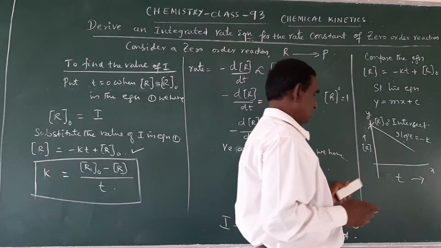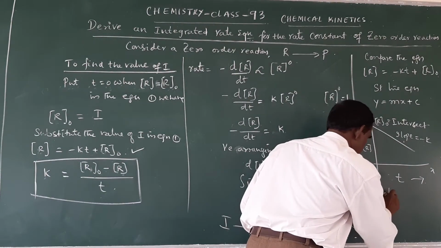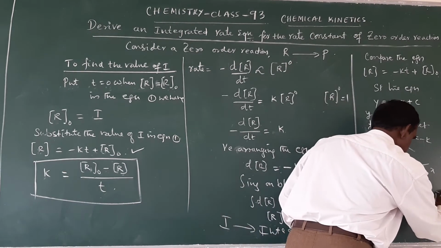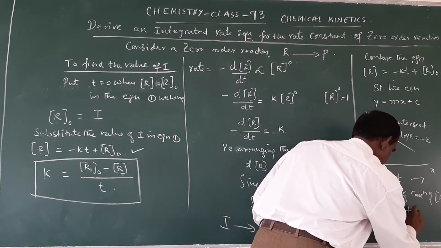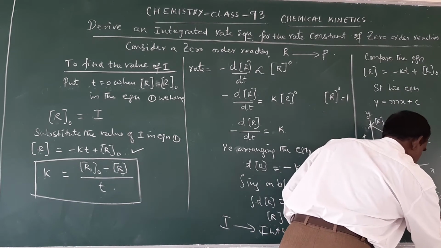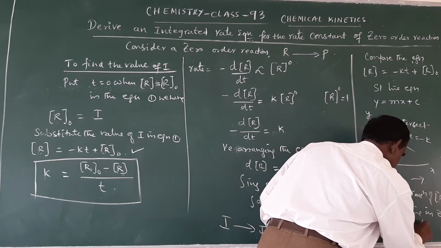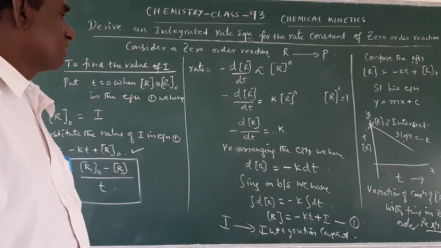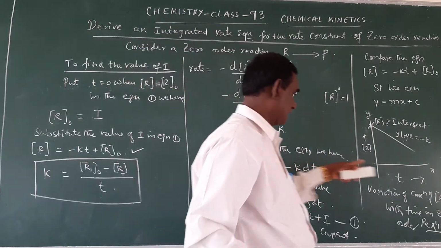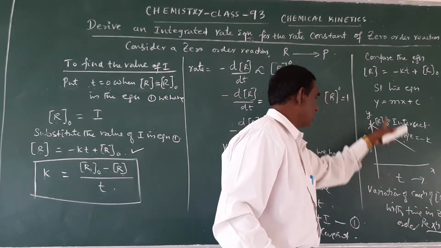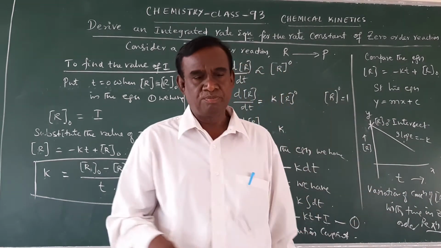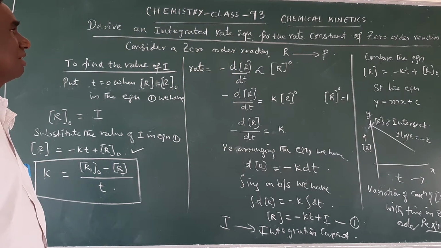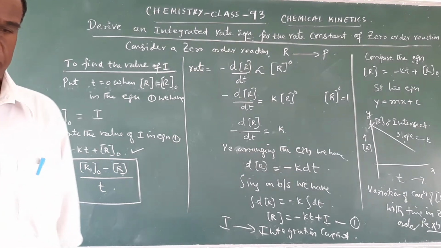So what does this graph indicate? This graph indicates the variation of concentration of the reactant R with time in a zero order reaction. Okay, so that is how we can also draw the graph for the zero order reaction, after deriving the integrated rate equation for the rate constant of zero order reaction.